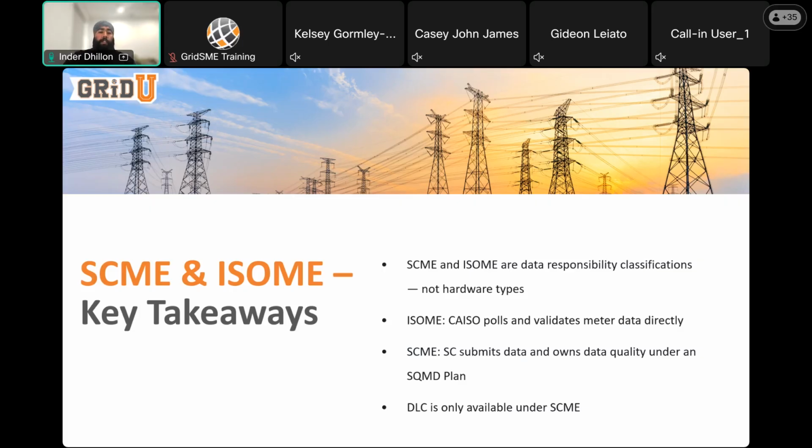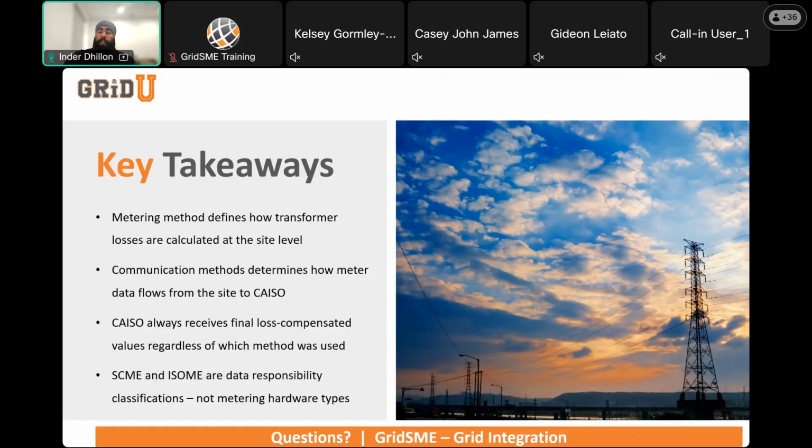And finally, just to sum up everything said today, we've covered a lot, from how losses are handled, to where meters are placed, to the three metering methods and how those tie into ISOME and SCME, and the different ways a resource can participate in the CalISO market depending on how that system is designed.